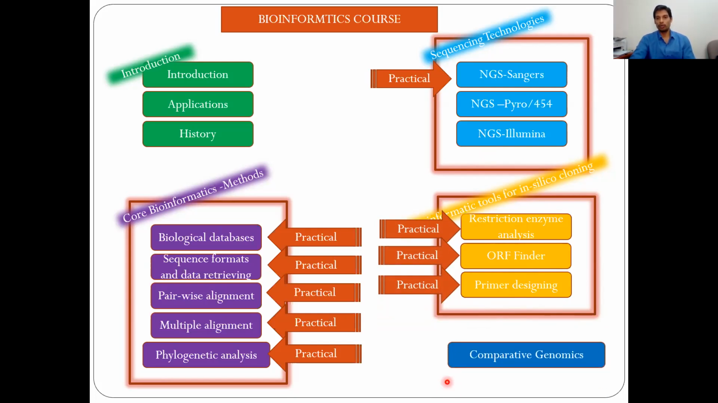And finally, you are going to learn about comparative genomics, which we will teach only theoretically. There is no practical component for it in this course, because you will learn comparative genomics in more detail as an elective course in final year. Both biotechnology and bioinformatics students will have an option, but biotechnology has comparative genomics as an elective, while bioinformatics students will have a core course on comparative genomics. So this is the rough idea of your bioinformatics course, what we are learning.